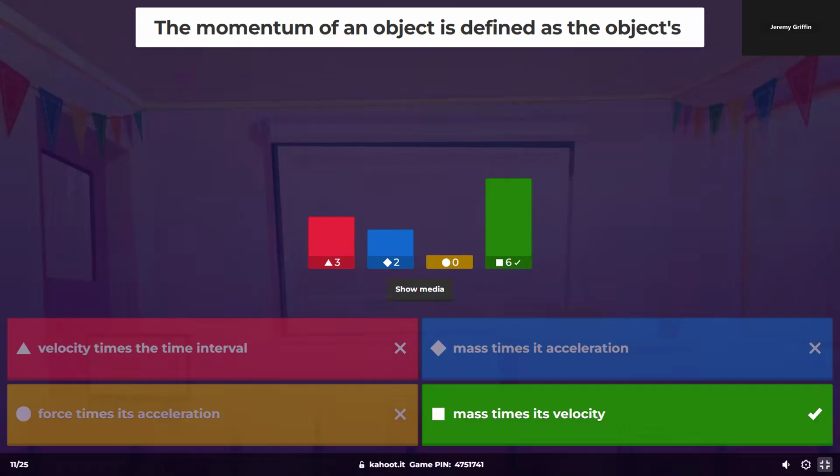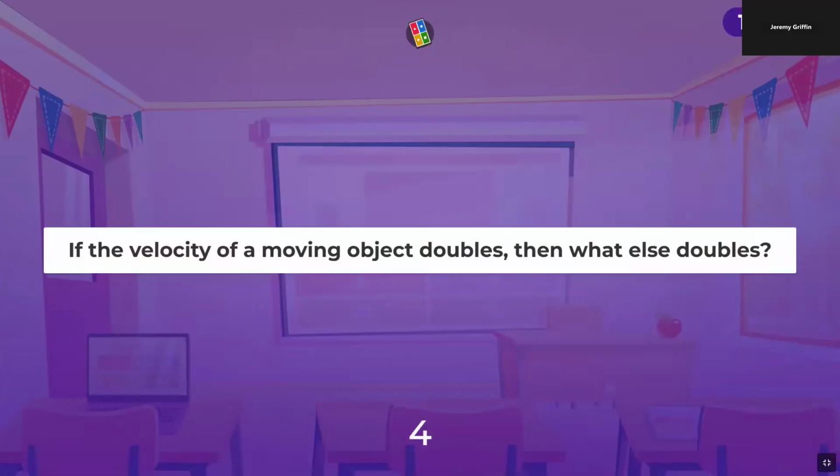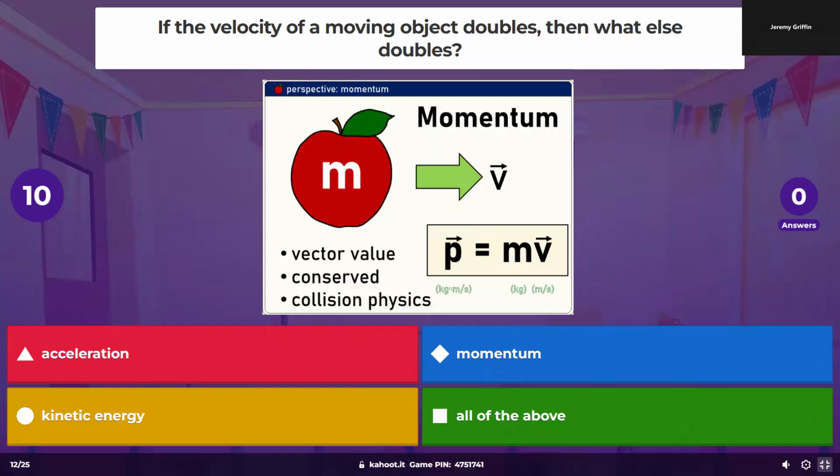Mass times velocity. Oh yeah, that's velocity. Right, P equals mv. Right, mass times velocity. Right, Cole, Big Boy Spencer, Gian, Kai, Spencer. Velocity of a moving object doubles. What else also doubles?